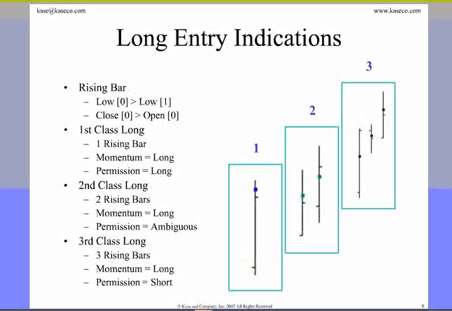Basically, the KEES, Kase Easy Entry System, takes the permission stochastic, so we know whether or not we have permission to go long or permission to go short.